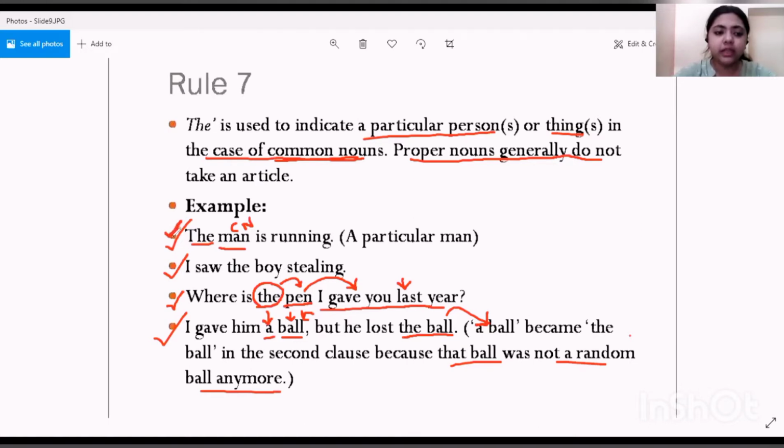That is what I told you in the first example, that this man had been talked about before. Maybe it's a part of the story or anything. So this man has been already referred to before. Similarly, here comes the complete sentence to what I was trying to explain to you people, that I gave him a ball. I've already introduced the ball now, that I gave him a ball, any ball, right? But he lost the ball. Now, why are we using the over here? Because I'm talking about the same ball which I gave him sometime ago. All right.